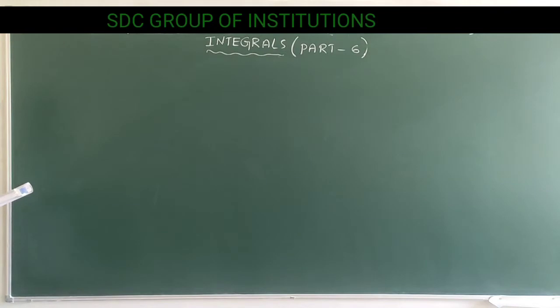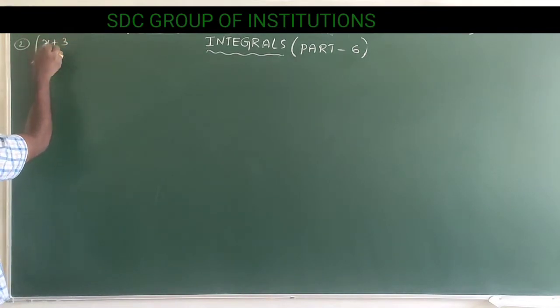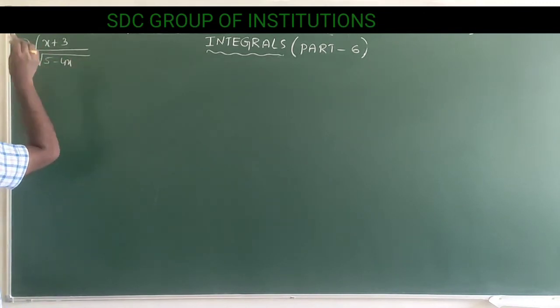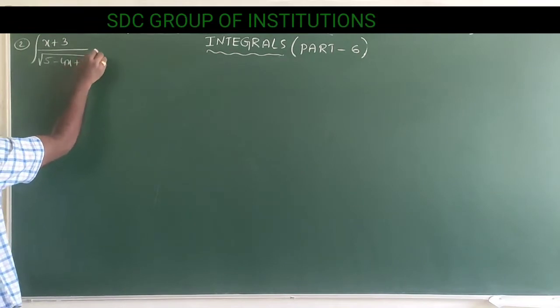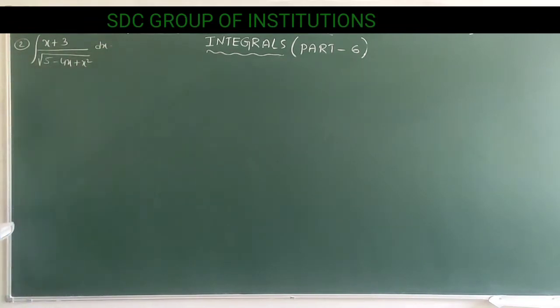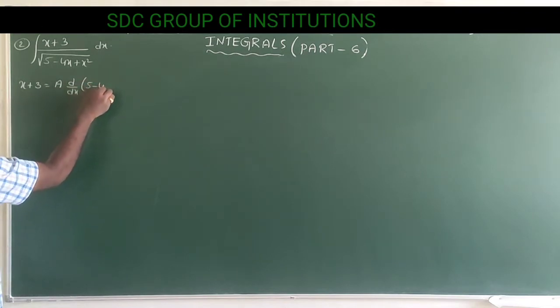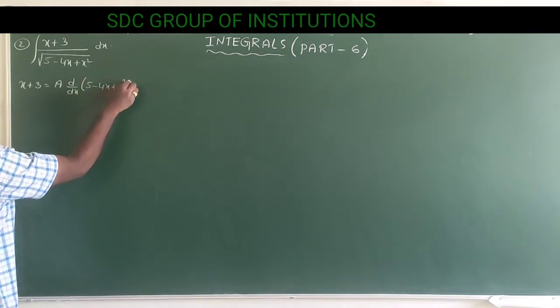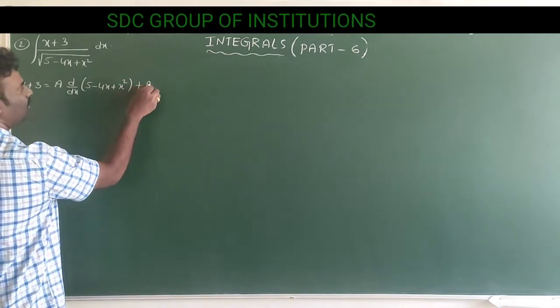Okay, next question. It is also type 3. Integral (x plus 3) by under root of (5 minus 4x plus x square) dx. Here also I am applying the same rule. Px plus q is equal to a into d by dx of (ax square plus bx plus c) plus b.